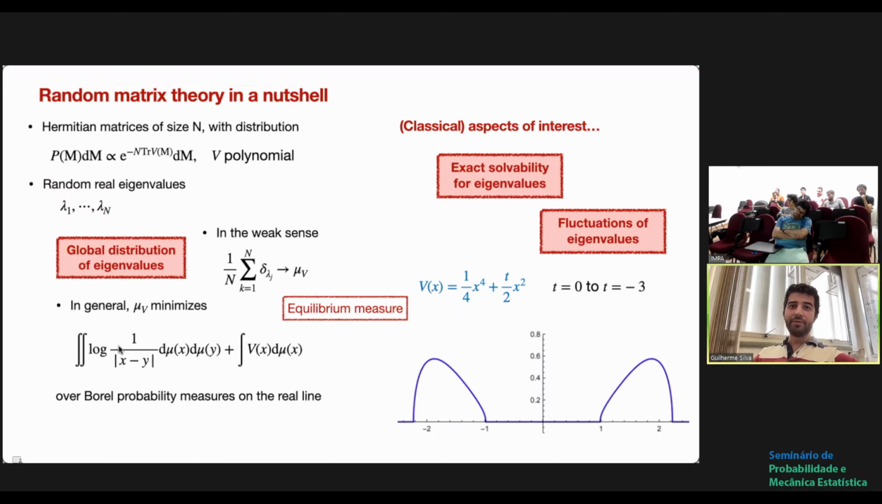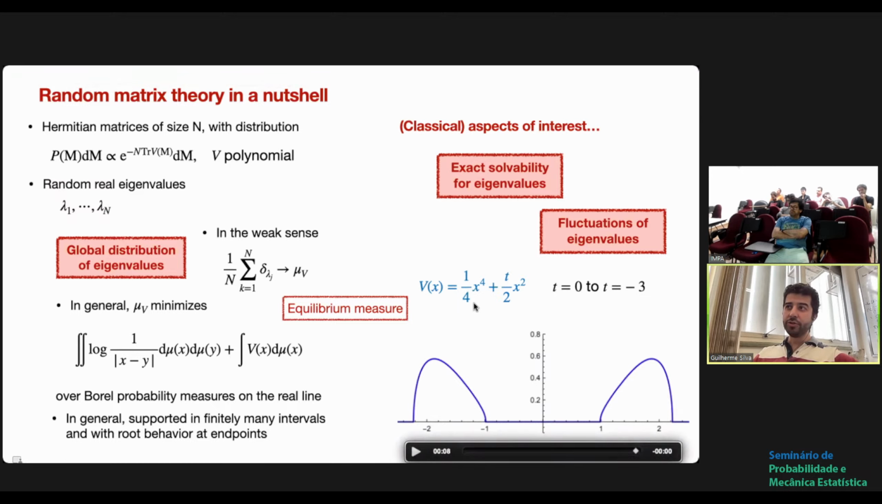With a little bit more work, you show that this equilibrium measure really describes the limiting eigenvalue distribution in the limit of large matrices. That's nice. There's a variational formulation for that. And you can also study qualitative, or better to say, more quantitative properties of this equilibrium measure.